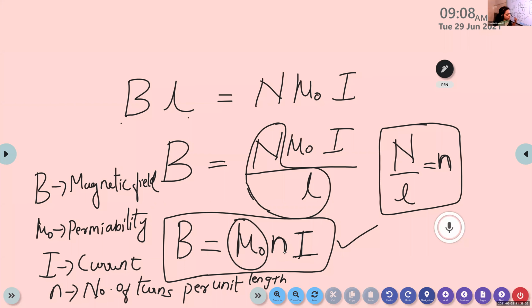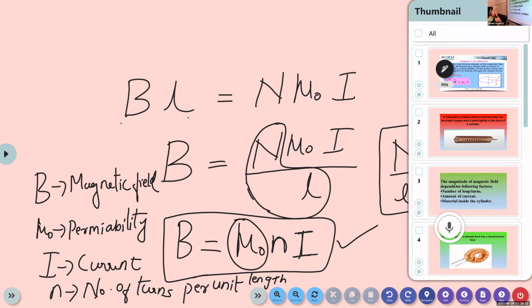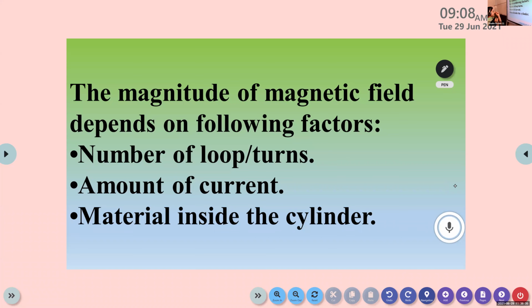So one more point you can add here, the factors the magnetic field depends on. The magnitude of the magnetic field depends on the following factors. The first one is the number of turns per unit length. The factors that the magnetic field depends on: one is the number of turns per unit length, represented by small letter n.